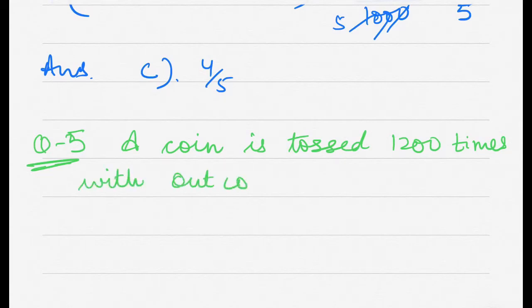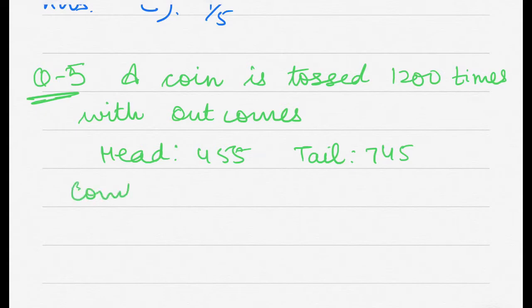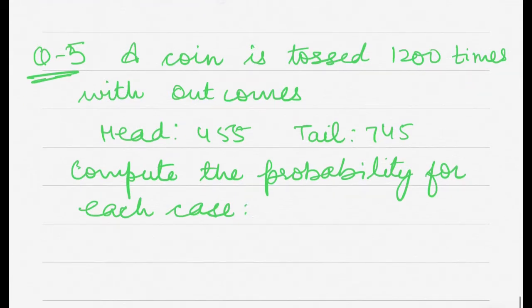With outcomes as head is 455 times and tail is 745 times. So this makes 1200. Now you have to find out the probability of each case. Each case means how many cases are there in this? 2 cases, right? So getting a head or getting a tail.